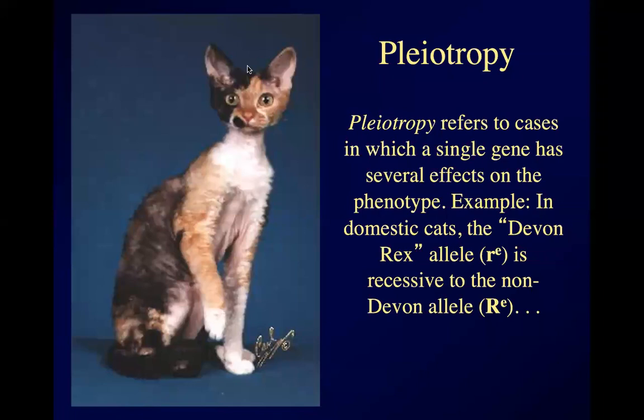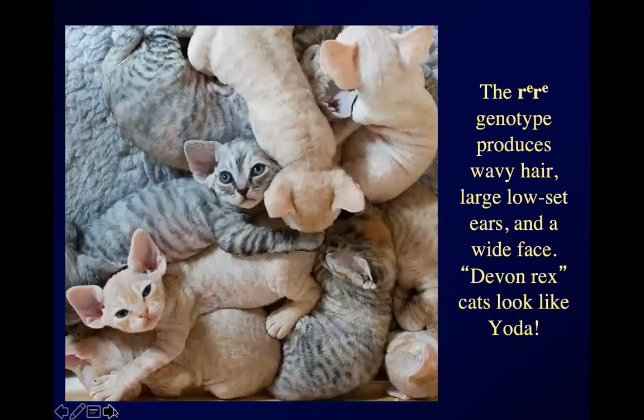So we write the Devon Rex allele as R with a little E superscript. And the non-Devon Rex allele is big R with a little D superscript. So you could predict what happens if you crossed a Devon Rex cat and a non-Devon Rex cat. This is pleiotropy because of this.